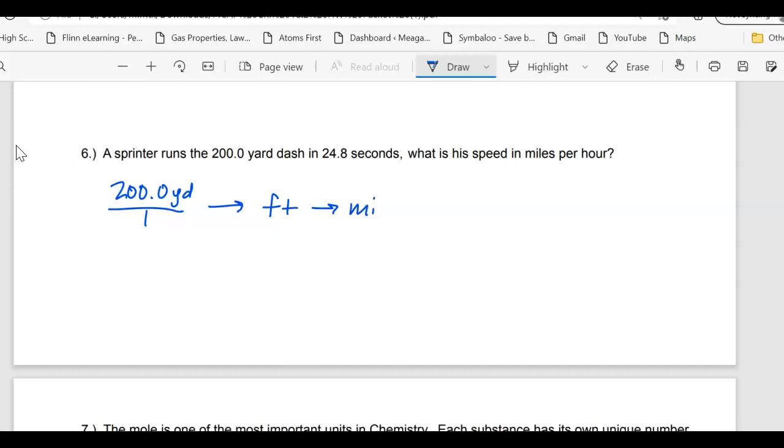So you'd have your distance, and then you would have your time, 24.8 seconds over 1, seconds to minutes to hours, and then you divide those two numbers. So this is one possibility. There are 2 ways to work this out. So when I look at your work, that's what I'm going to be looking for. What way did you do that?